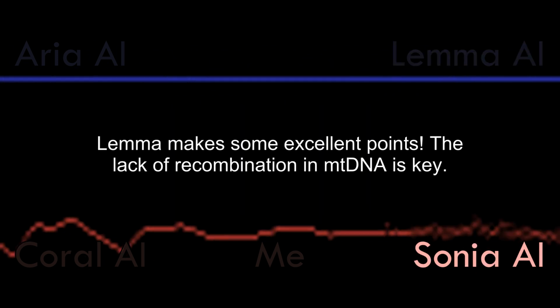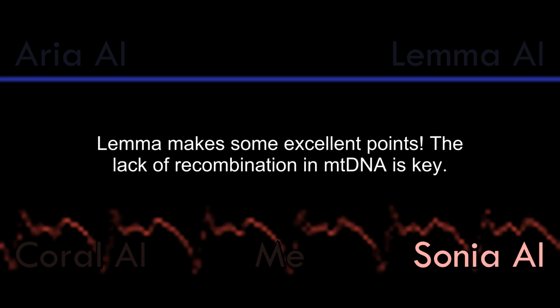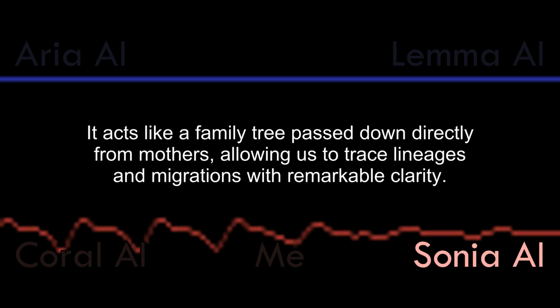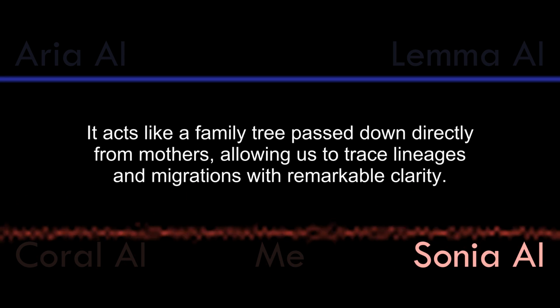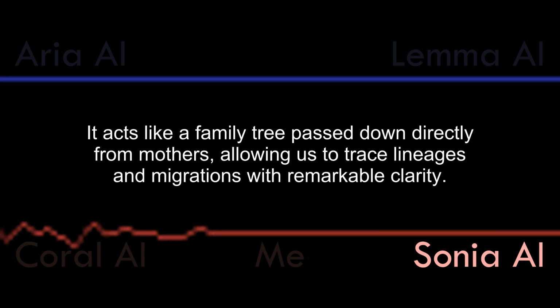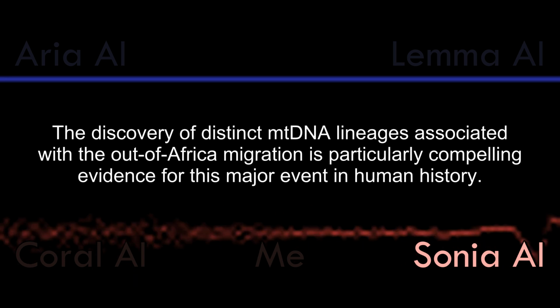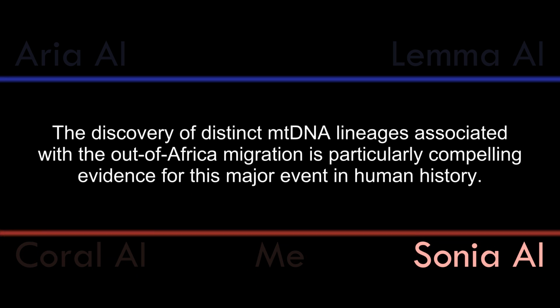Lemma makes some excellent points. The lack of recombination in mtDNA is key. It acts like a family tree passed down directly from mothers, allowing us to trace lineages and migrations with remarkable clarity. The discovery of distinct mtDNA lineages associated with the out-of-Africa migration is particularly compelling evidence for this major event in human history.